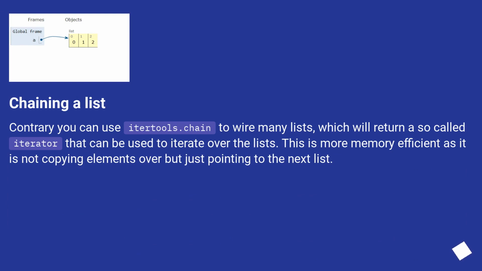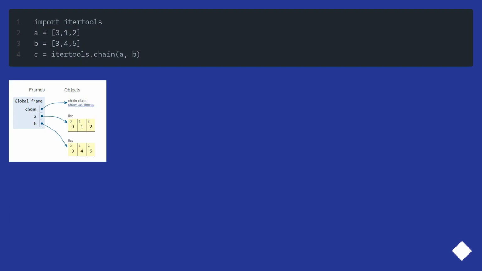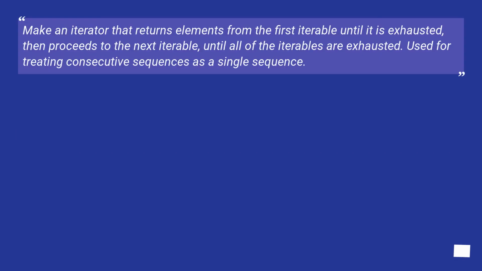Chaining a list. Contrary, you can use itertools.chain to wire many lists, which will return a so-called iterator that can be used to iterate over the lists. This is more memory efficient as it is not copying elements over but just pointing to the next list. Make an iterator that returns elements from the first iterable until it is exhausted, then proceeds to the next iterable, until all of the iterables are exhausted. Used for treating consecutive sequences as a single sequence.